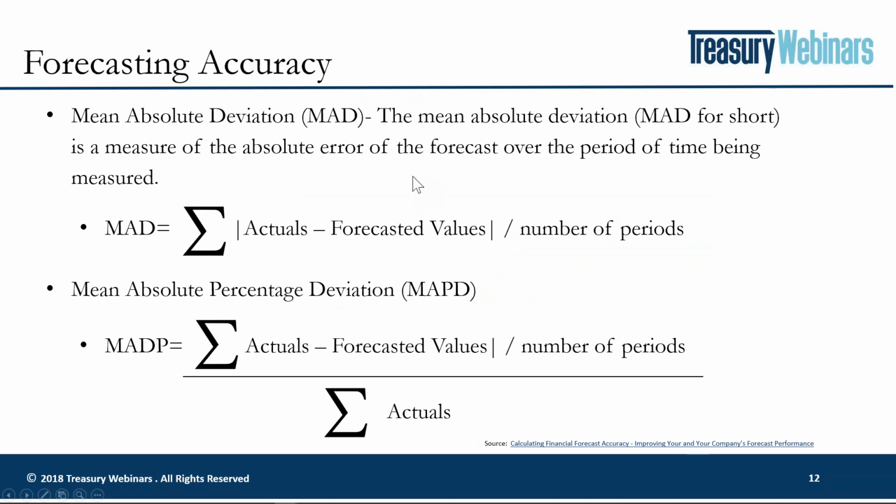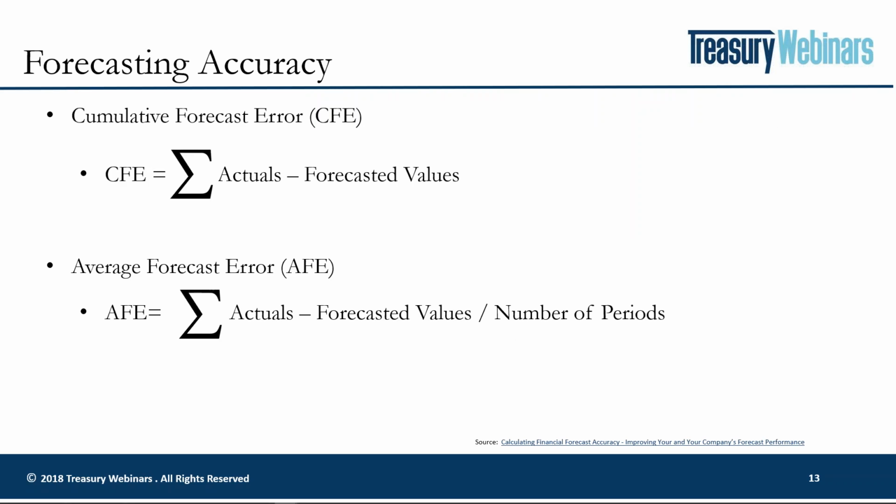So just in terms of forecasting accuracy, really quick, I'm happy to send everyone a copy of the slides. If you send me an email, I'm happy to do that for you. Just a couple of ways: the absolute deviation is a measure of the absolute error, so your actuals versus your forecast over a number of periods, and you can take that into percentage terms. And then you can have your cumulative forecast error, actuals versus forecasted values, and then your average forecast error depending on your number of periods.